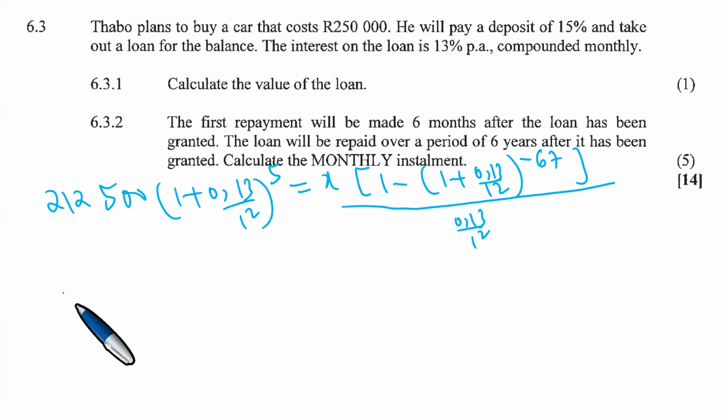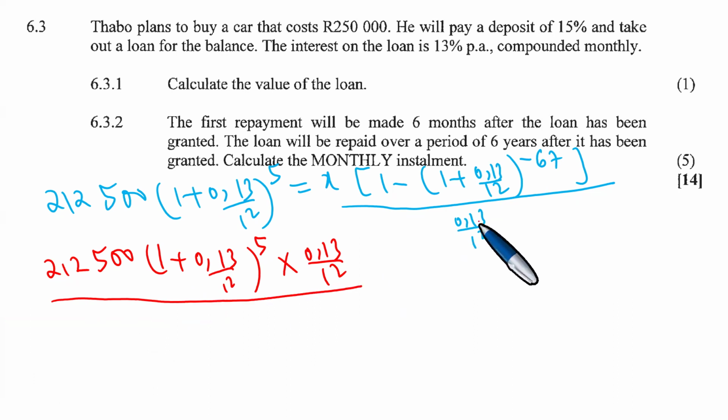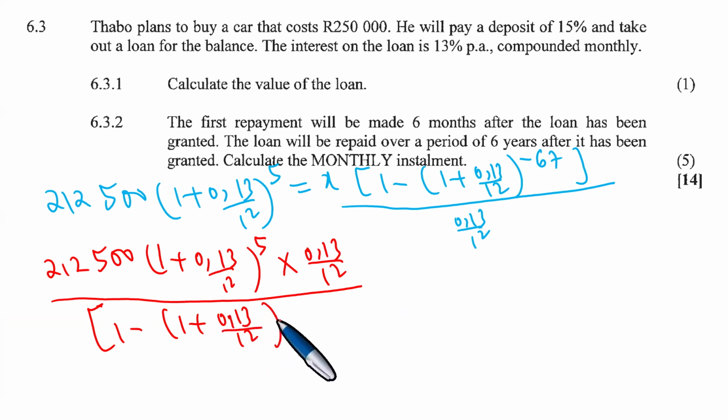Upon careful examination, we cross multiply 212,500 times 1 plus 0.13 over 12 to the 5th power, you cross multiply and you have 0.13 divided by 12. Okay, yeah, so you cross multiply and then you divide by this: 1 minus 1 plus 0.13 divided by 12 to the power minus 67. And this is exactly x.